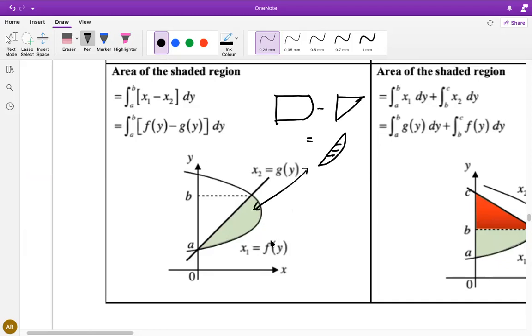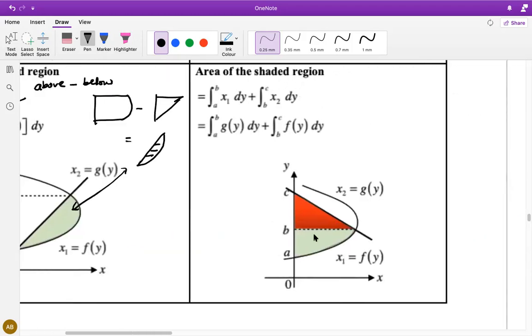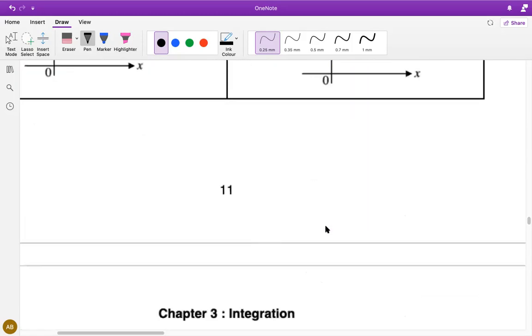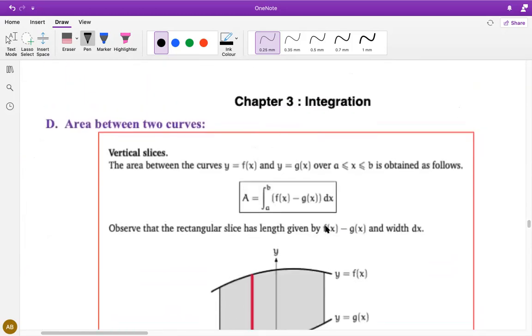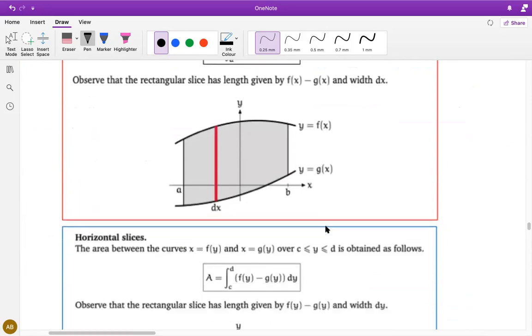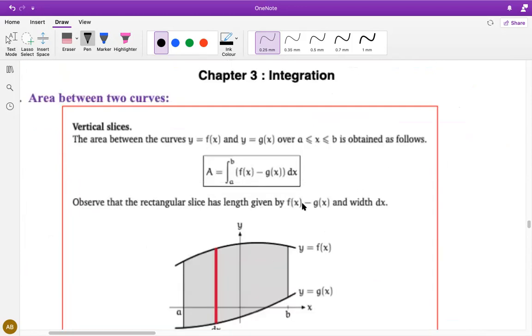So to make it short, it is above minus below. If you've got side to side, then you add together. Side to side, that is the curve plus the straight line. So this is the fourth situation. And then one more, the area between two curves. We just use the formula f(x) minus g(x).